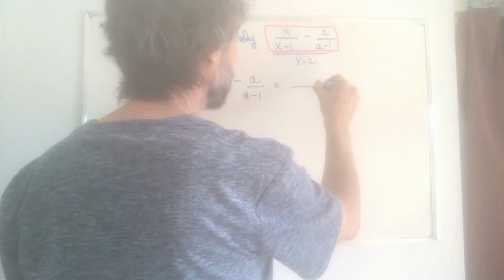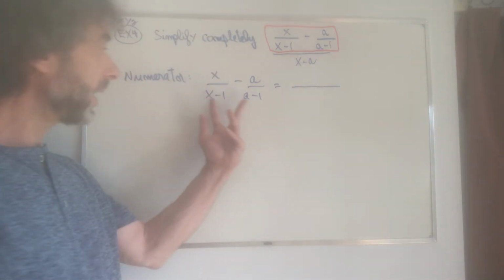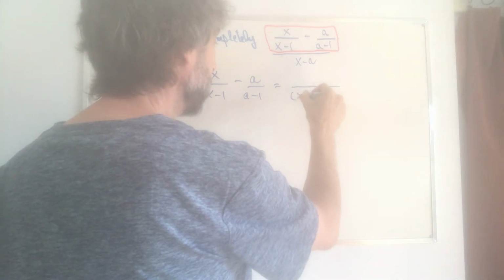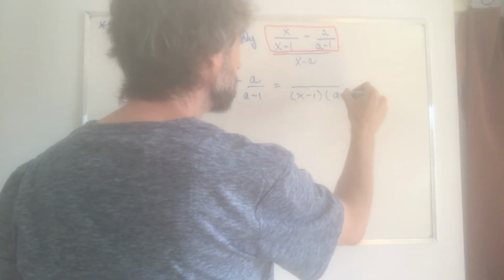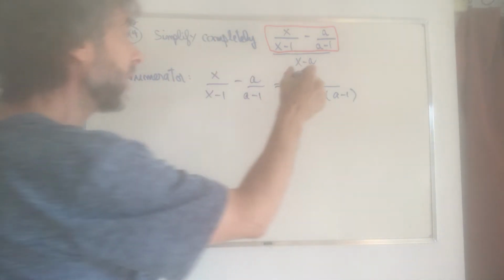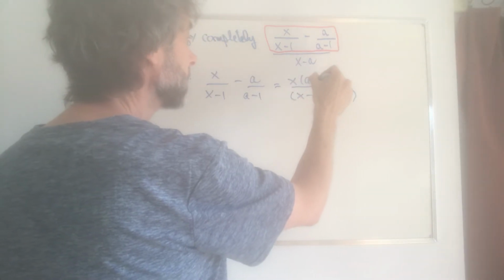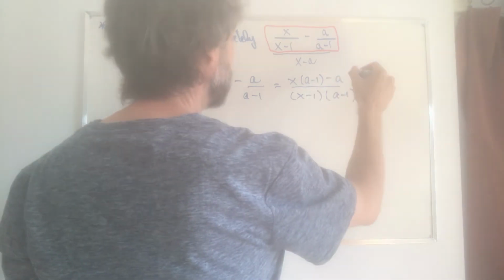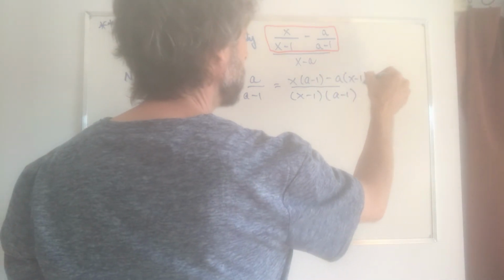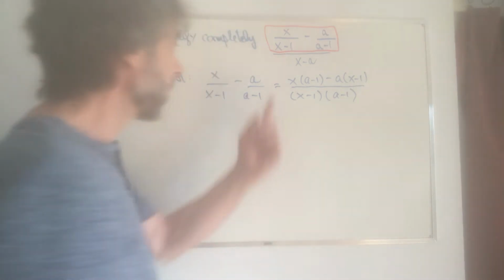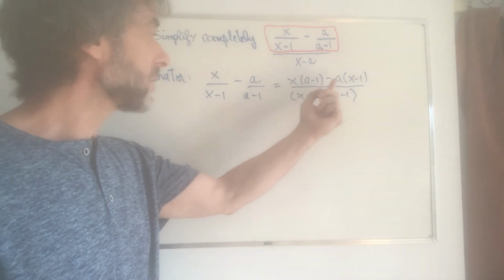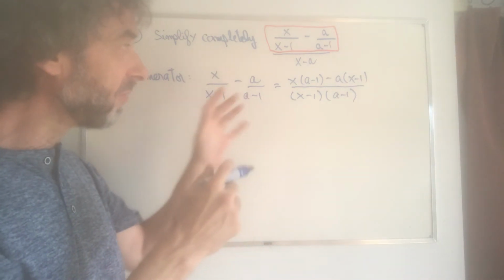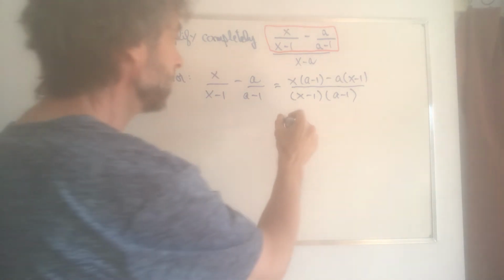Two fractions that are being subtracted call again for a common denominator. A common denominator is obtained by multiplying the two denominators together: x minus 1 times a minus 1, and then we crisscross. x times a minus 1 minus a times x minus 1. They look alike a lot, so we have to be careful the way we do this. We don't want to get them confused.